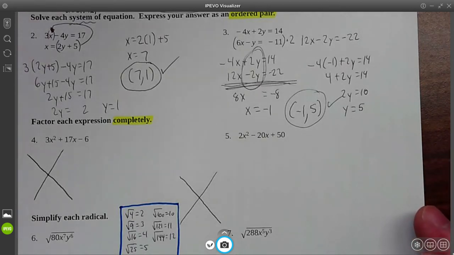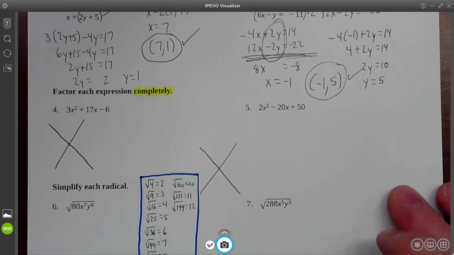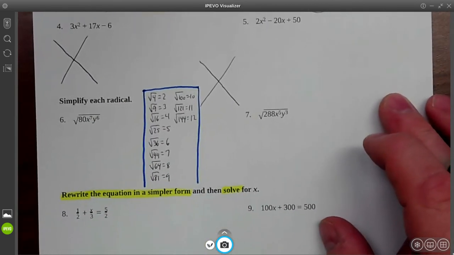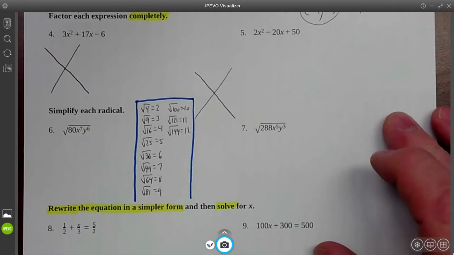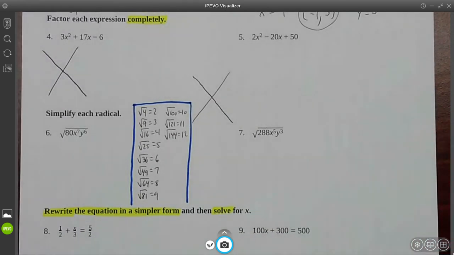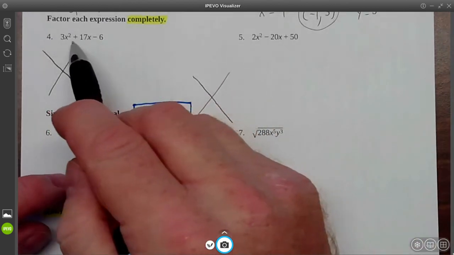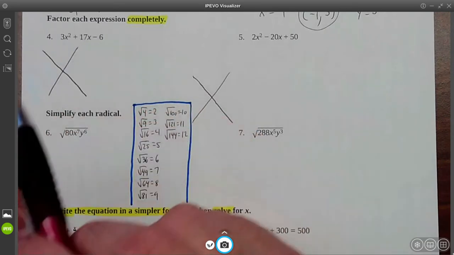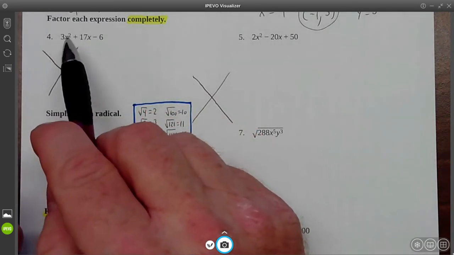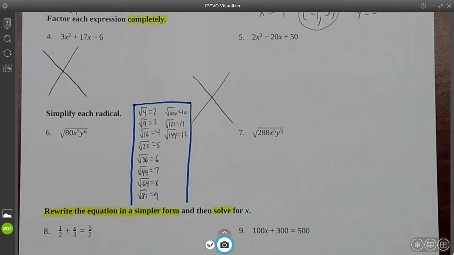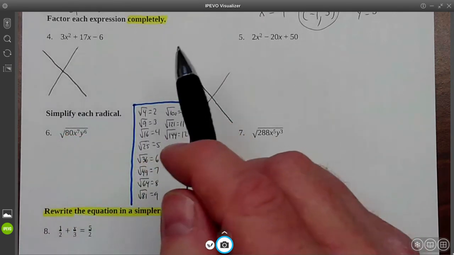Next, we're taking a look at factoring. Factor each expression completely. Now, that word completely indicates that there might be a situation where we have more than one factoring technique. You're going to find that sometimes you have to factor out the greatest common factor before you can start with your Box-Diamond methods. So let's see if there's a common factor in this equation. Between 3, 17, and 6, is there any number that will divide into 3, 17, and 6? No, there is not. So in this case, factor completely means just factor. So let's factor it out.